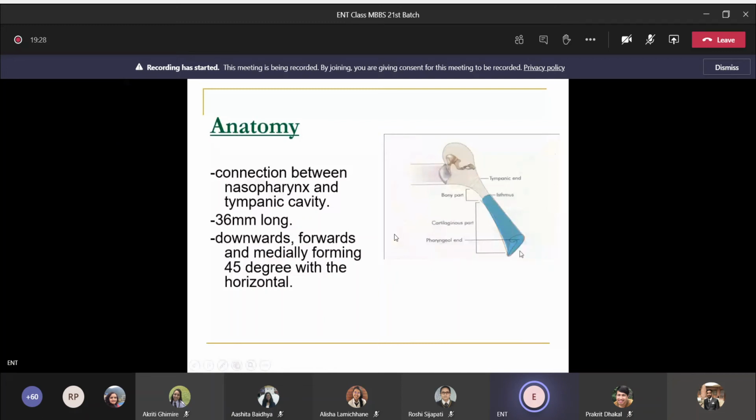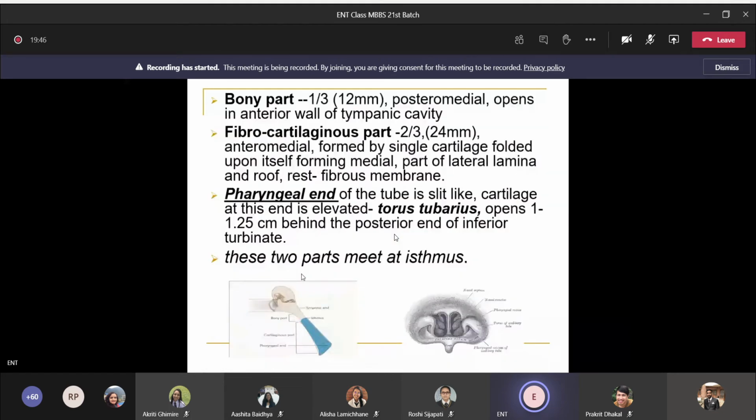and pharyngeal end. Now it is 36 millimeter long. It is directed downward, forwards, and medially, forming 45 degree with the horizontal, and it opens in the nasopharynx. In this slide you can see another picture.